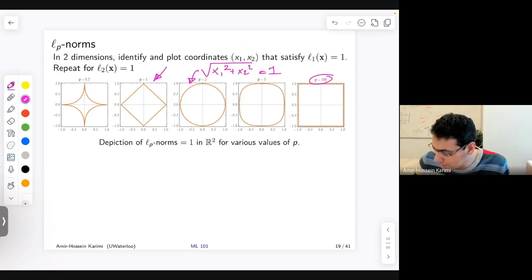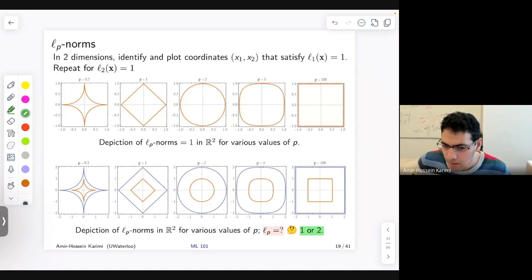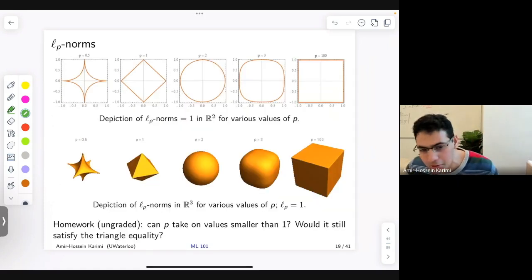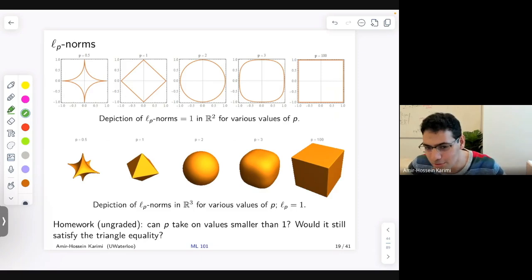Before visualizing in 3D, we can have this for different values of p, right? Here we're saying that we have Lp equal to 1, but you could also plot it for some other value. Just gaining some visual understanding of what these Lp norms are. And again, we need not just look at it in 2D, we can look at it in 3D as well. It's the same thing. Now our diamond becomes an octahedron, and the circle becomes a sphere, etc. For those of you who are interested to learn more, maybe you can tackle the question at the bottom of the page: can the p in Lp take values smaller than 1?